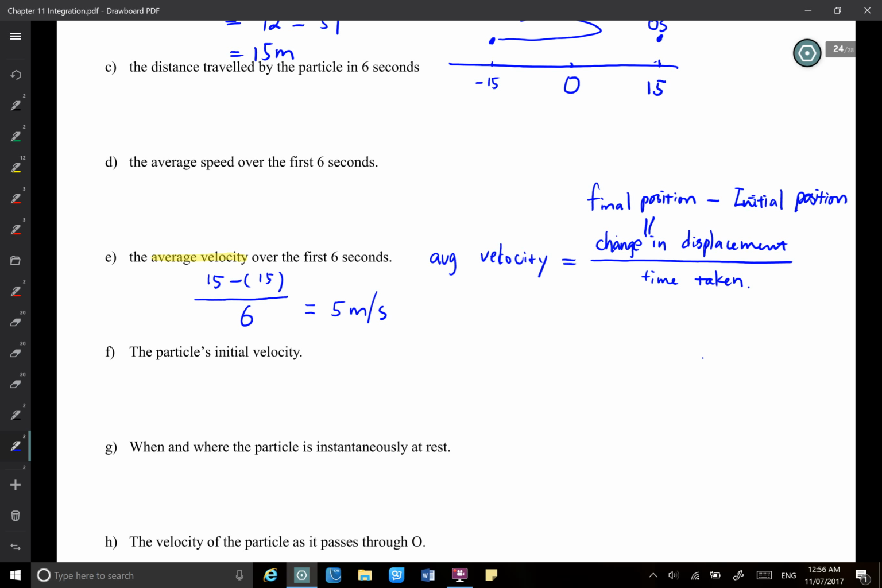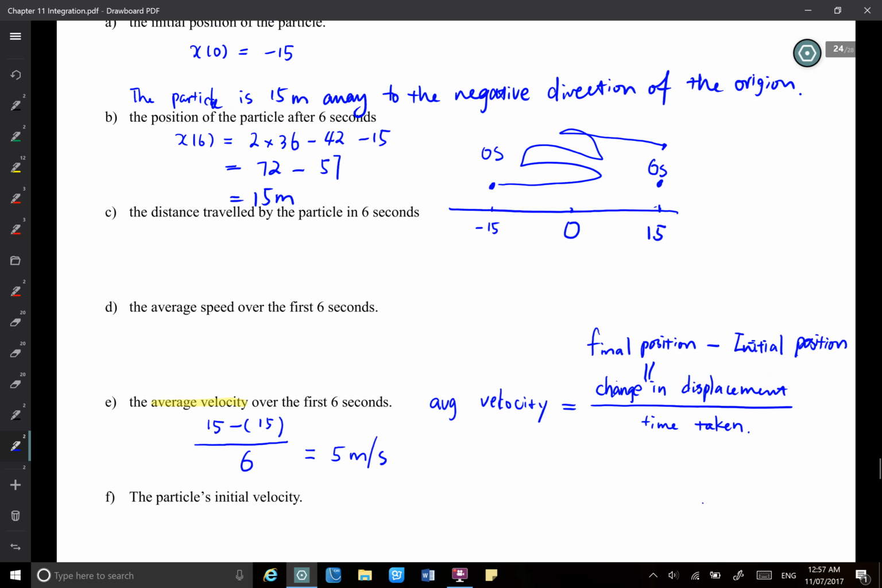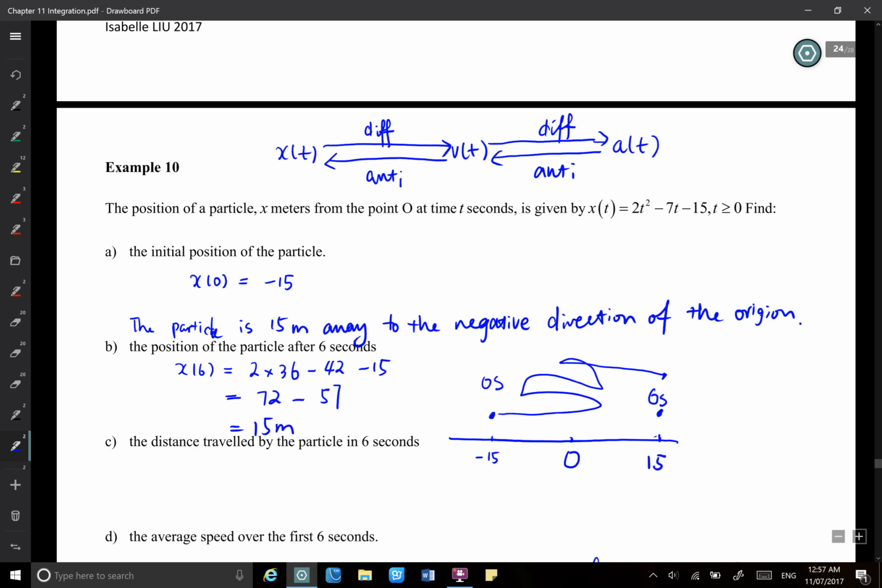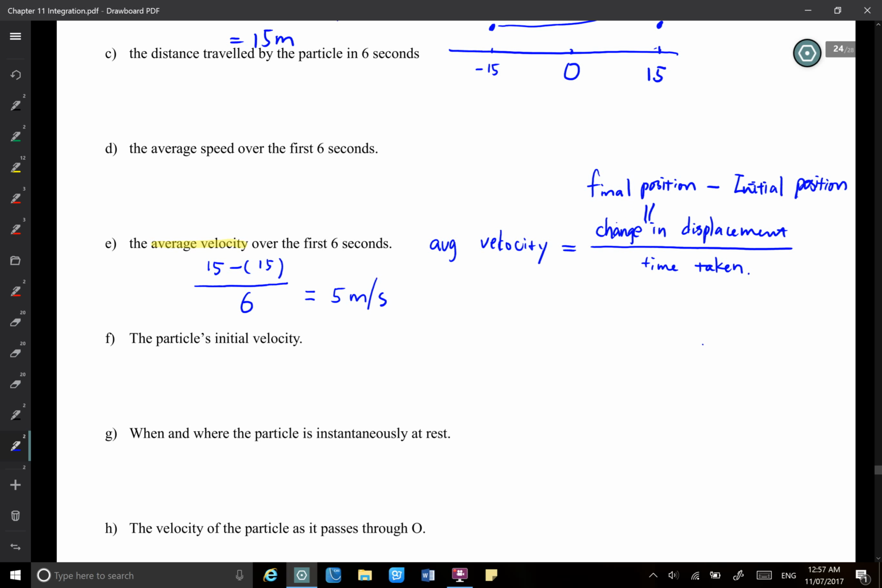Okay, let's go back here. This is asking you what is the distance traveled by the particle. I know 2 ways to find distance, but the best way I want you to know is looking at distance and displacement by using the velocity graph. So I can find my v(t) equals 4t minus 7. Let's sketch this graph, 4t minus 7.